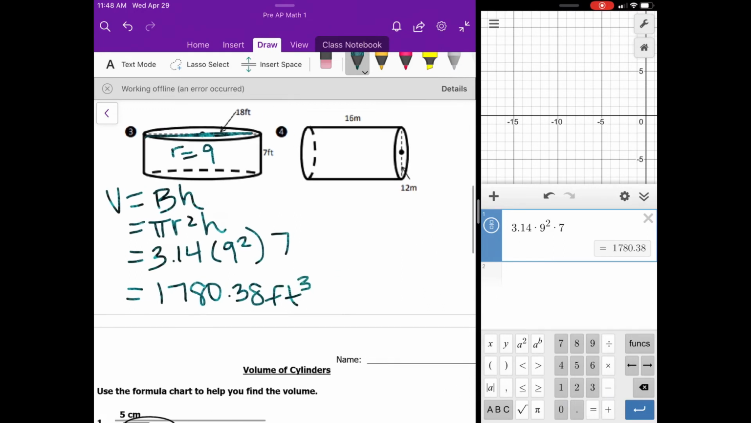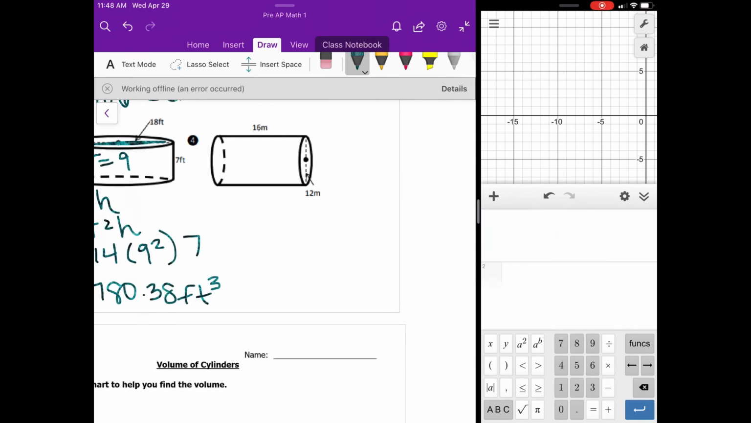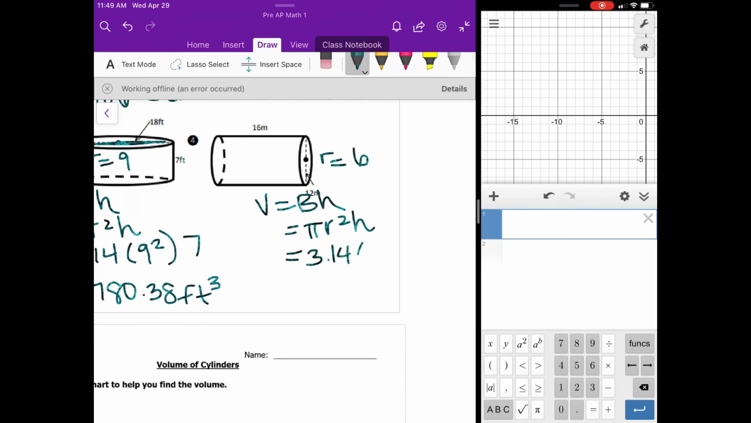Now you go ahead and try number 4. Let me go ahead and write down my formula. Pi r squared times height. And it's important that we rewrite it as pi r squared times height, just to make sure that we're actually finding the area of our base. Our radius here, we're not given our radius, we have our diameter. If we cut our diameter in half, we're going to get our radius at 6. So pi is 3.14. Our radius is 6. You're going to square that. And then the height of our whole cylinder is up here at 16.